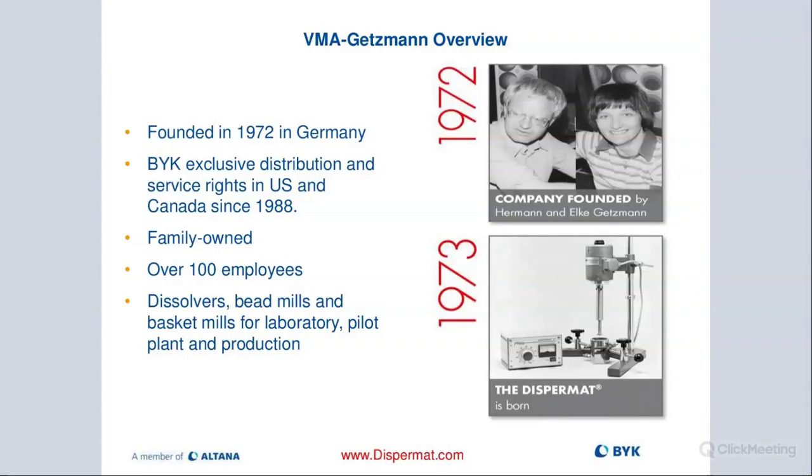So the picture on the bottom here is actually the very first Dispermat that was built in 1973. And I've been with the company for about 20 years, and we still have customers that, believe it or not, are still using the original Dispermat, the design anyways, from 50 years ago. The only thing that they replaced recently, about 10, 15 years ago, was the control box, but the motor and the stand and everything else is still in operation. So that really speaks for the quality of the Dispermat brand.